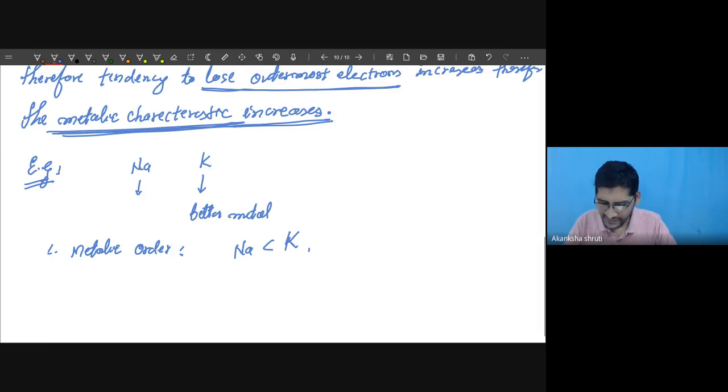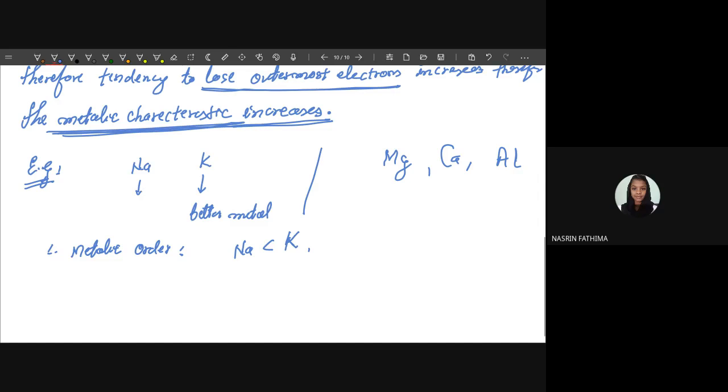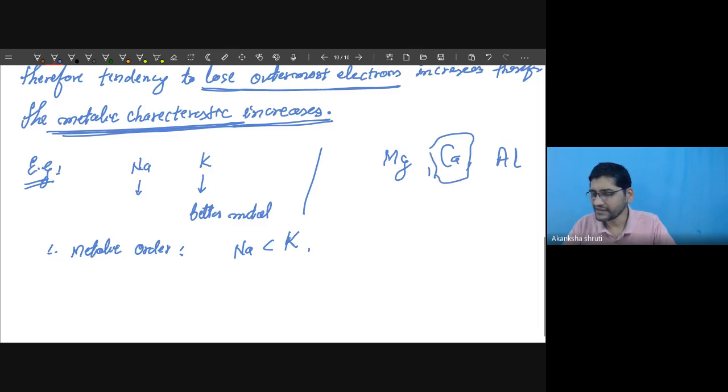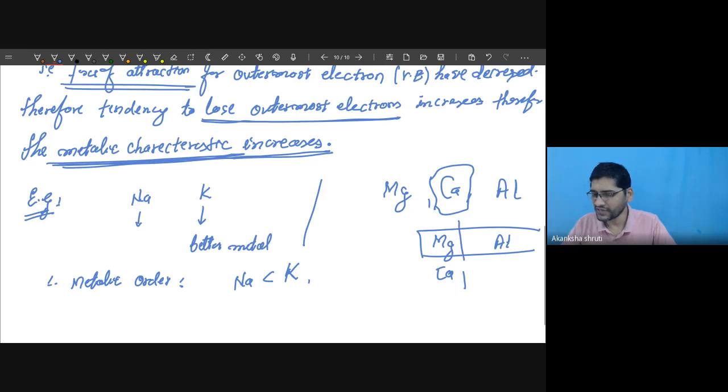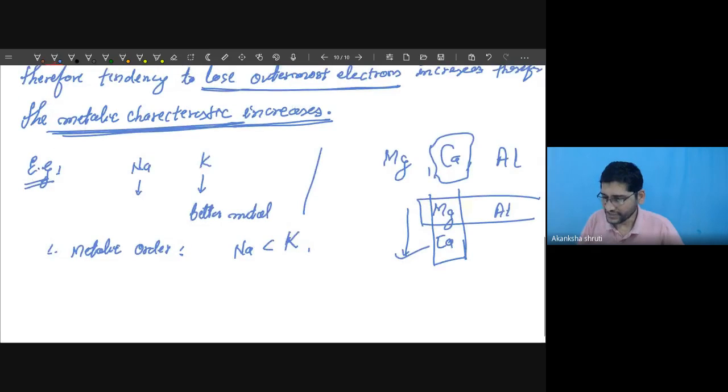Yes, students, can you people tell me for magnesium, calcium, and aluminium, which one will be better? Calcium. Yes, calcium. Why? You can observe that magnesium and aluminium are in the same period, but calcium is below them. So the rule of moving down is applicable here. So calcium is better than aluminium and magnesium.